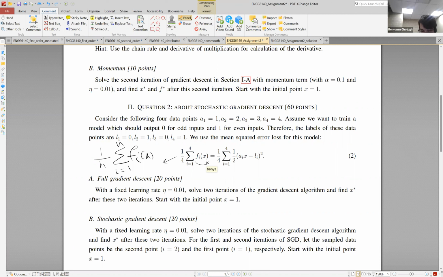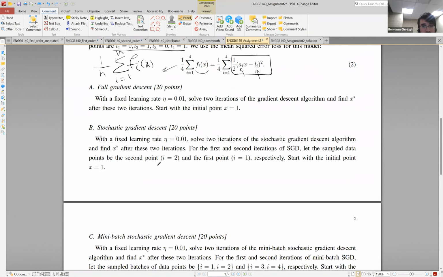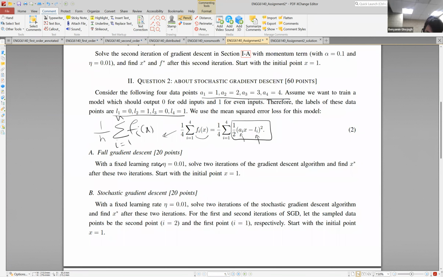For example, assume it is a neural network with 1 layer x, and also without any activation function. So for the input data a_i and its label l_i, which you have provided here, we have this f_i for each of them, and now solve the 3 things: full gradient descent, stochastic gradient descent, and mini batch gradient descent. For full gradient descent, you need to calculate the whole gradient. How? Here we have it.